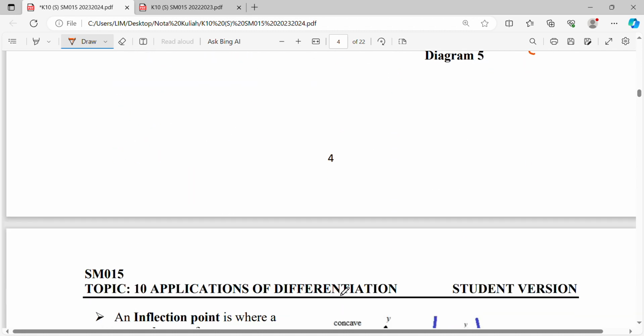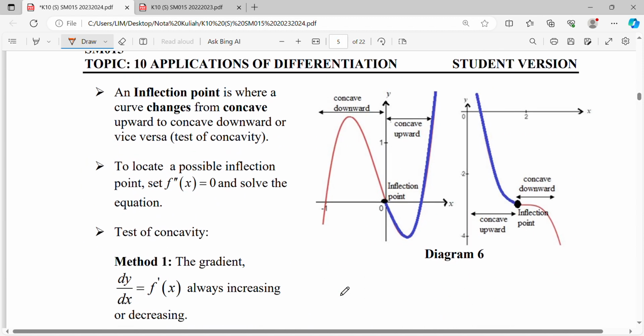So continue. What is an inflection point? You can see the curve changes from concave downward to concave upward. This is called an inflection point. This is called a maximum point: if your point falls here, this is your maximum point. If your point falls here, this is your minimum point. Or in another case, the inflection point can be defined as this being concave upward and this being concave downward.